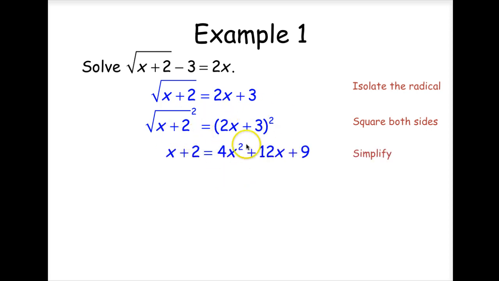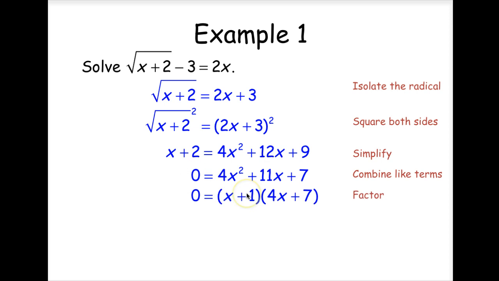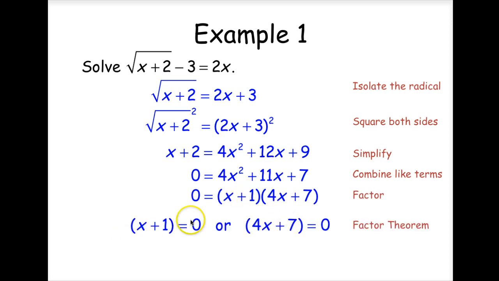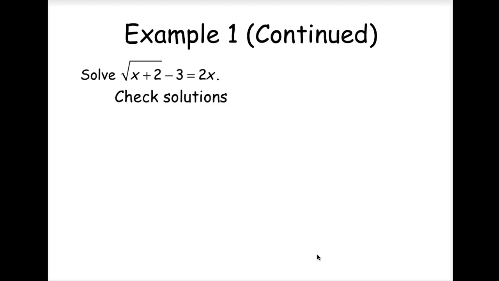This one you're going to have to FOIL. Now let's combine all of our like terms. Let's get everything over to one side and set it equal to 0 so that we can factor it. Use the factor theorem, set both of them equal to 0, and solve for x. So we've got two answers, -1 and -7/4. Let's check to see if both of these make this equation true.